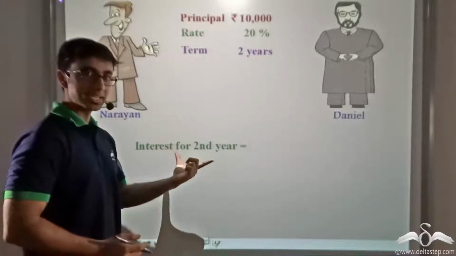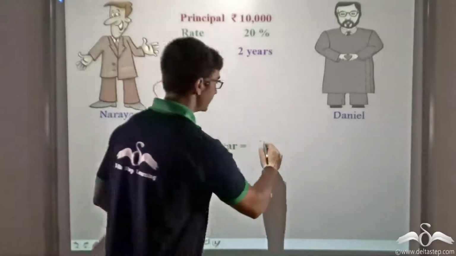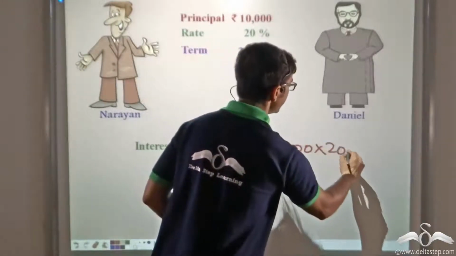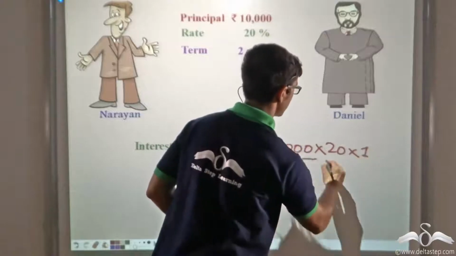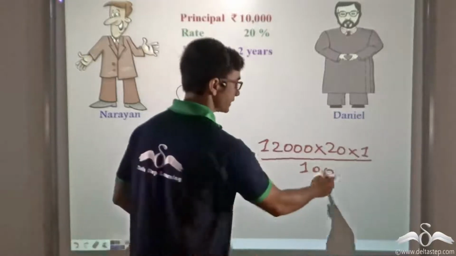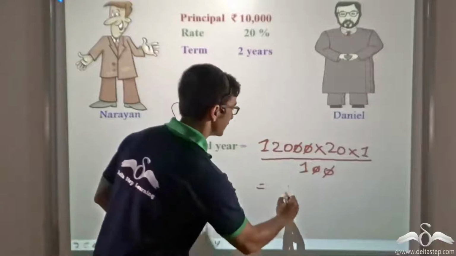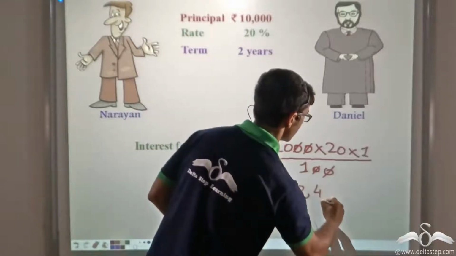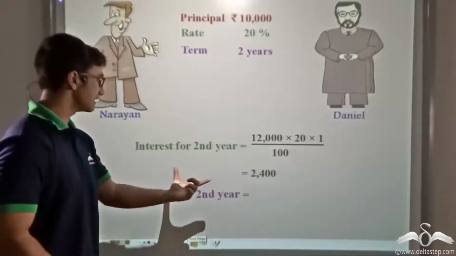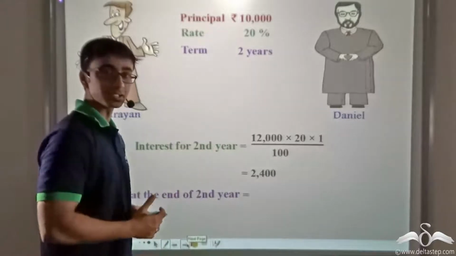So the interest for the second year, instead of 10,000 into 20 into 1, will be 12,000 into 20 into 1 divided by 100. So simplifying this equation, I will get 120 into 20. That is equal to rupees 2,400. So 2,400 is the interest that Daniel is having to pay for the second year.